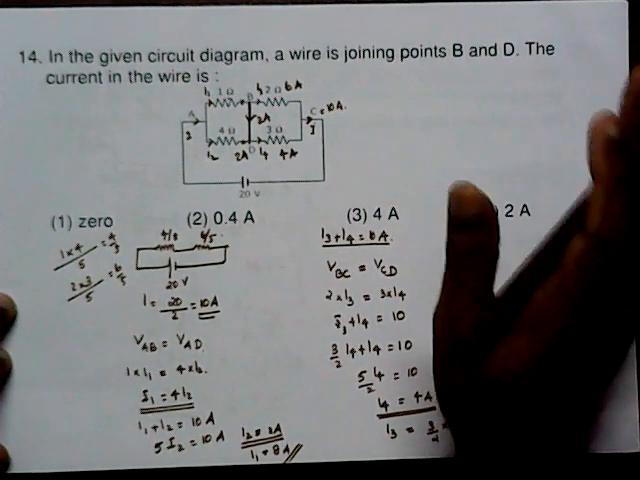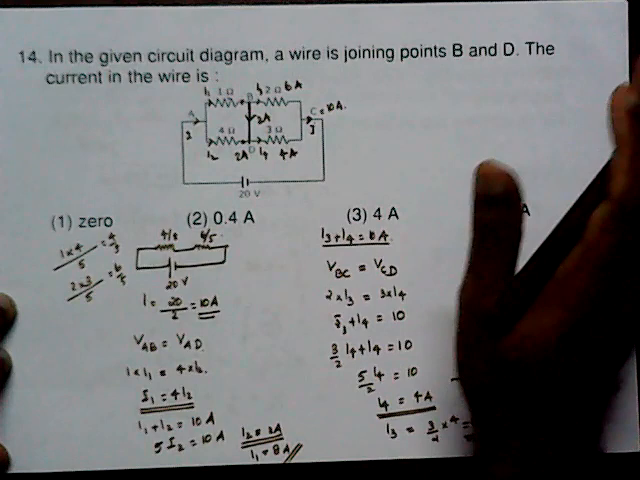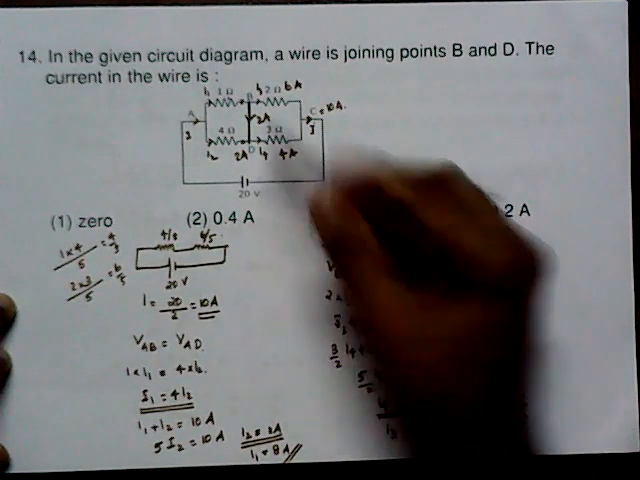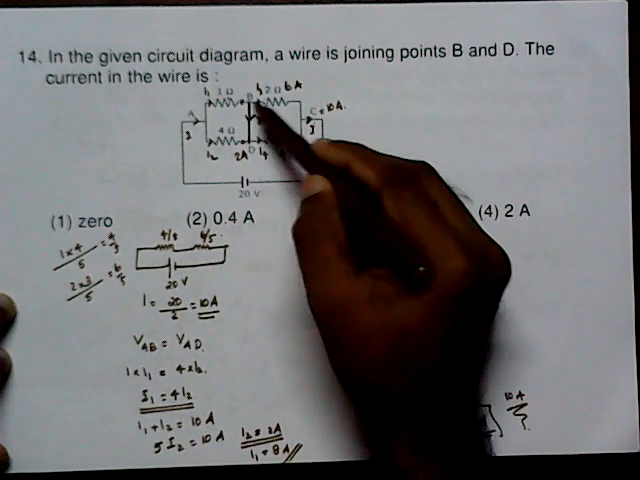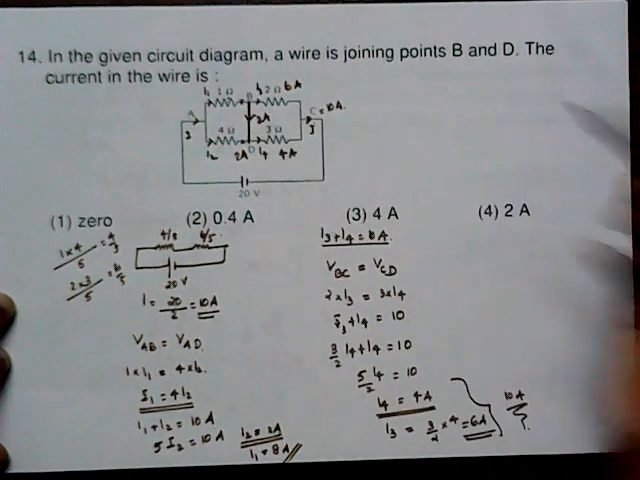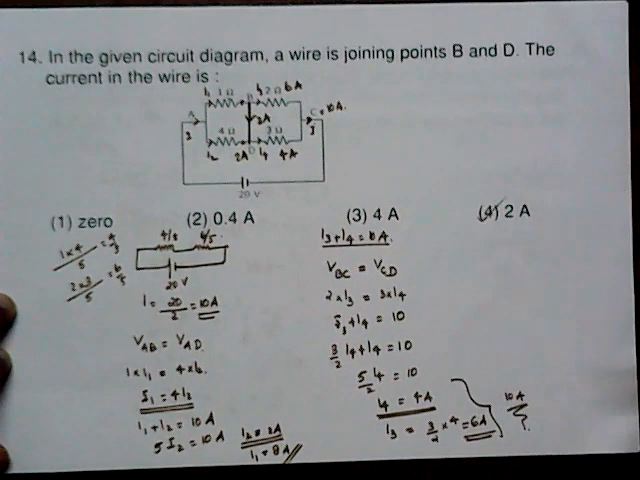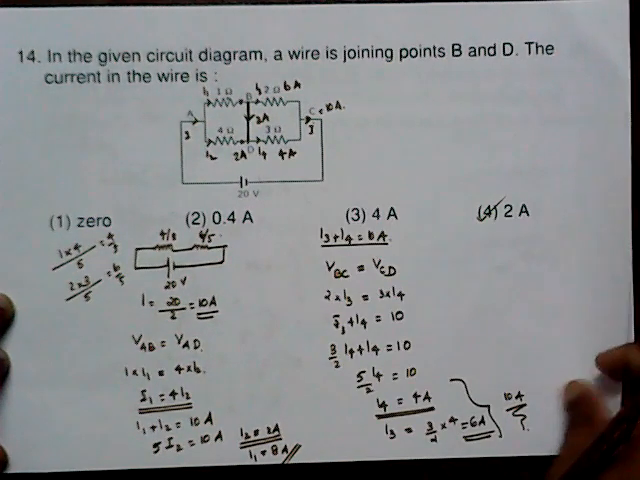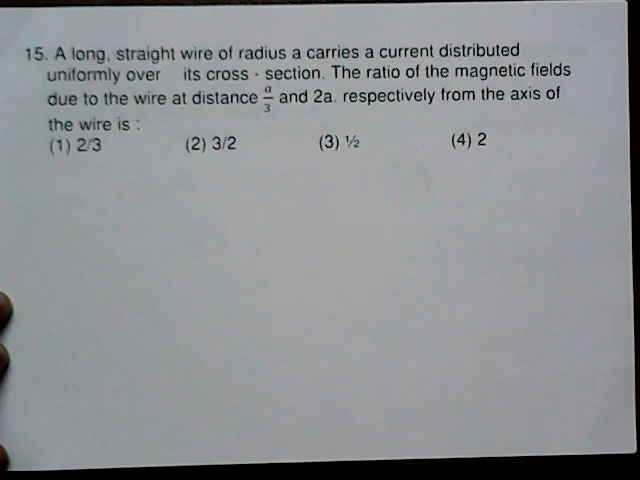So we are going to certainly say, keep in mind, here 8 ampere is coming. Here it is 6 ampere, and it flows as 2 ampere. So that is the answer, 2 ampere. A good question. Number 15.